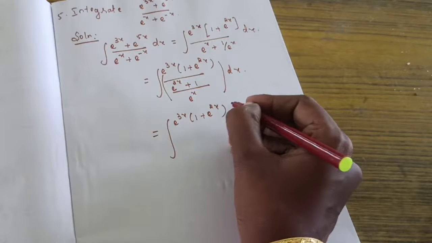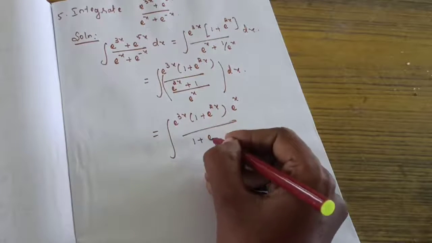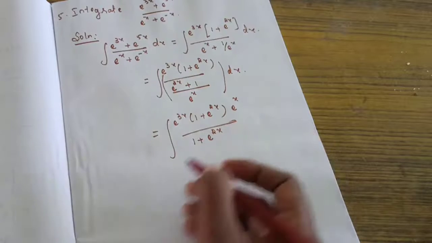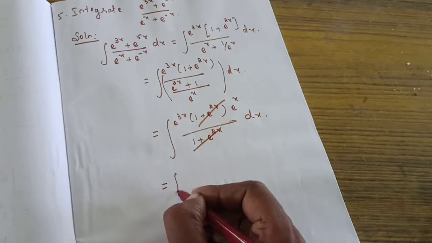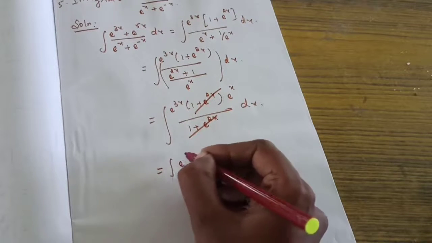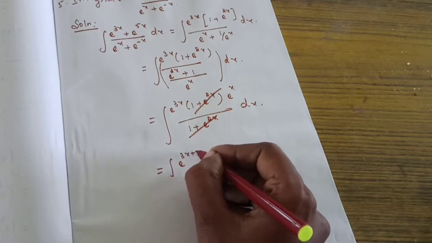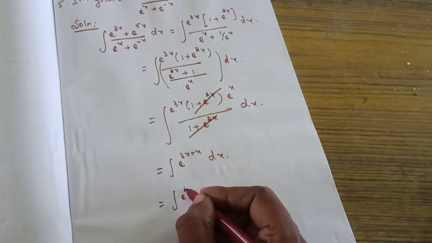That is equal to the integration of e power 3x into 1 plus e power 2x. When you bring this term to the numerator, what will happen? This also into e power x divided by 1 plus e power 2x. Correct? So this term and this term will get cancelled, dx. So what is e power 3x into e power x? Base same means we will add the powers. Is it right? So e power 3x plus x dx. So what's the balance? Integration of e power 4x.